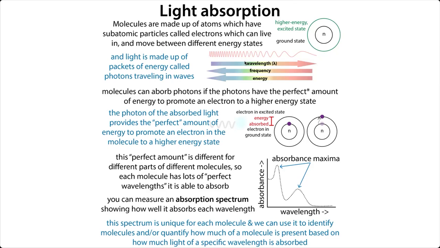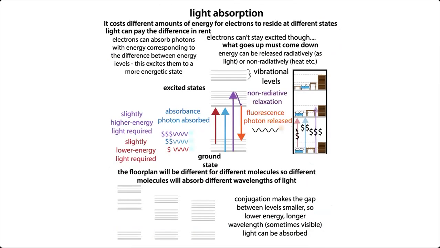So now think about light as little packets of energy. Different molecules are going to be able to absorb light of different wavelengths because they need different amounts of energy in order to excite electrons in them. I'm not going to go into the details here, but a molecule is made up of atoms, and those atoms are made up of subatomic particles, including electrons. Those electrons can live in different energy levels, and if they get the perfect amount of energy, they can travel from one energy level to another, similarly to going between different floors of an apartment building.